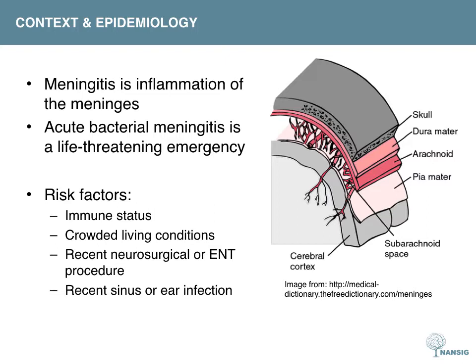Some risk factors predisposing individuals to meningitis are their immune status, and immunocompromised people have a higher risk of developing this illness, crowded living conditions, recent neurosurgical or ENT procedures where the meninges have been opened, such as mastoid, sinus, and skull-base operations, and recent sinus or ear infection, as these can give a route to pathogens into the meningeal space.